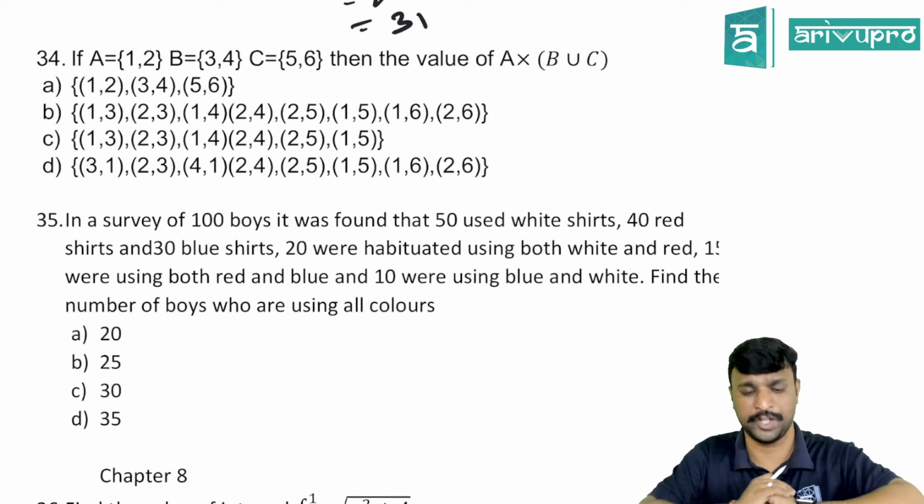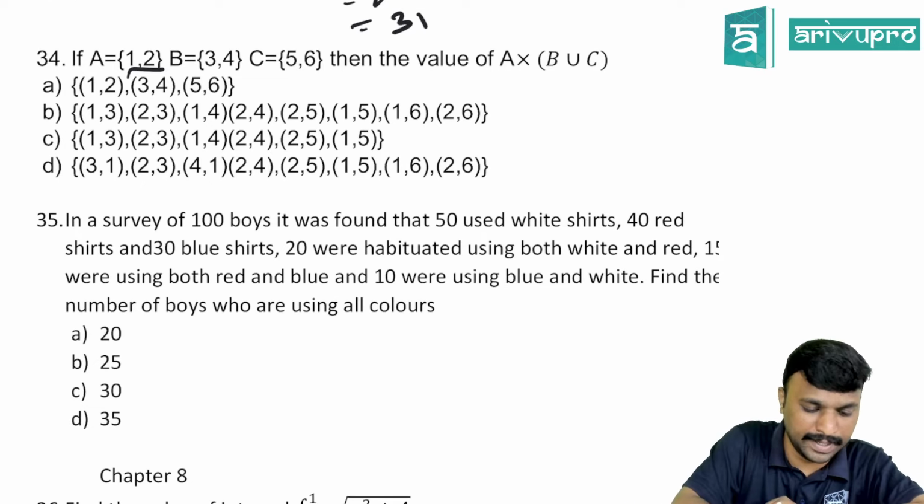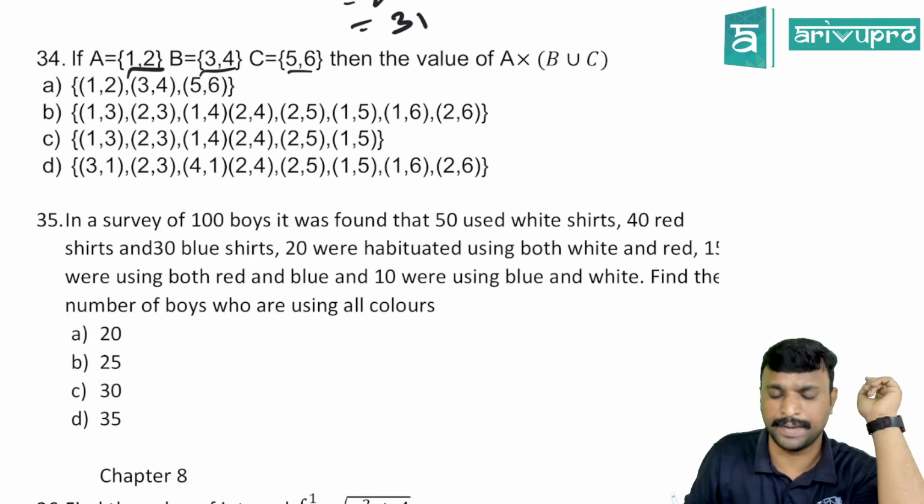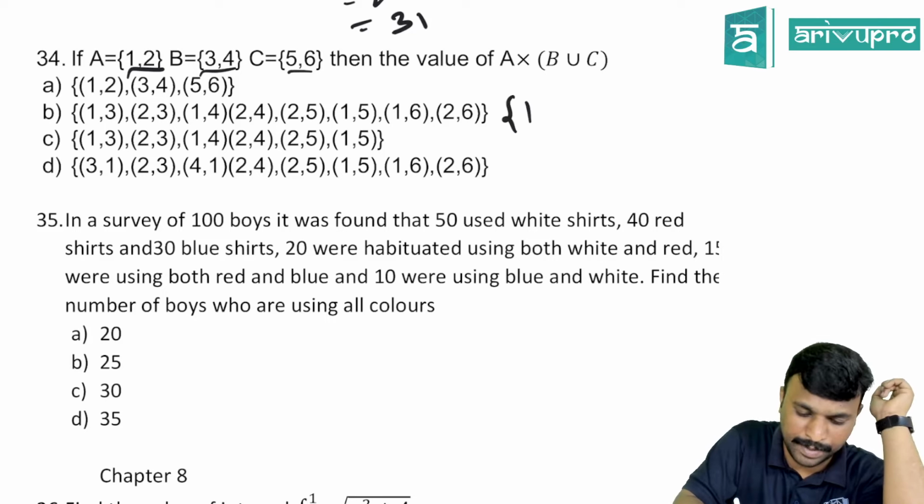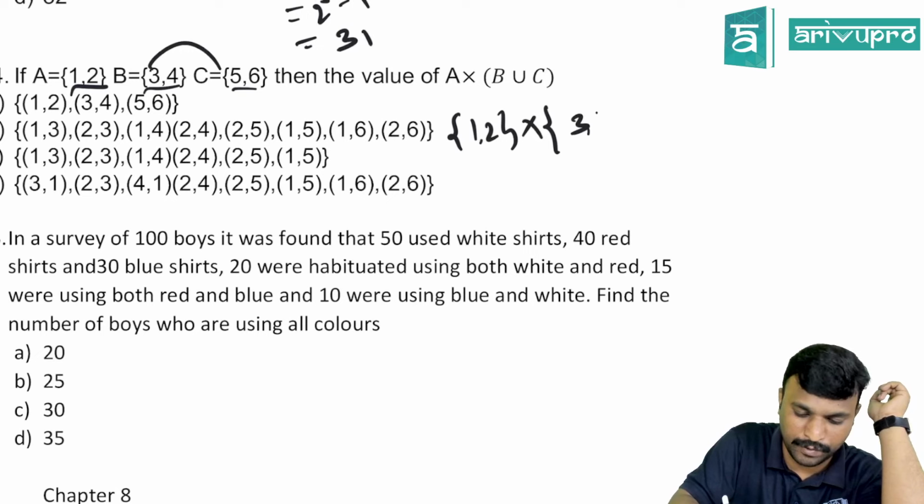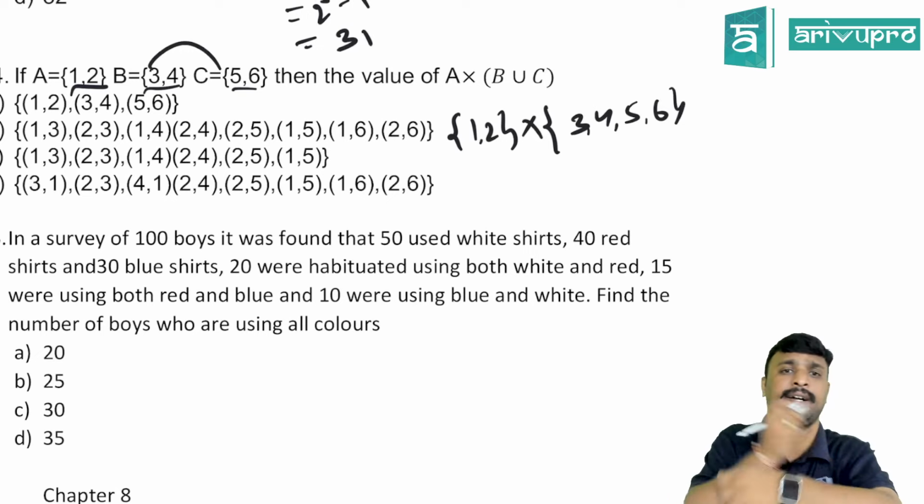Let's move on to the next question, that is 34. Set A, set B, and even set C are given. So we need to find A cross B union C. What is A? 1, 2 cross B union C. Combine the elements of B and C, you get 3, 4, 5, 6. We just have to take the Cartesian product.